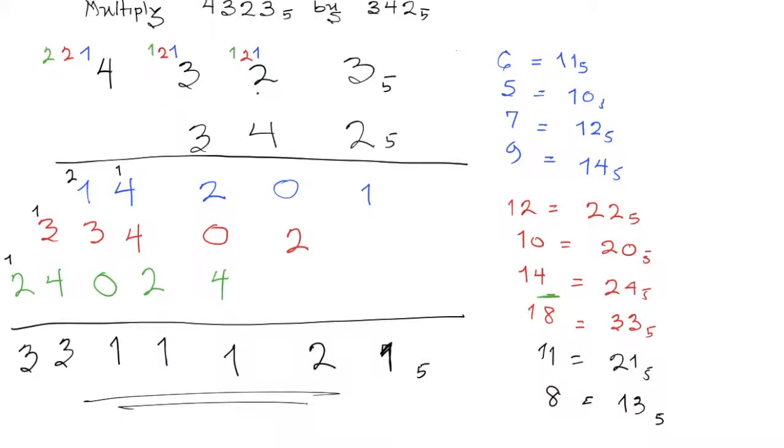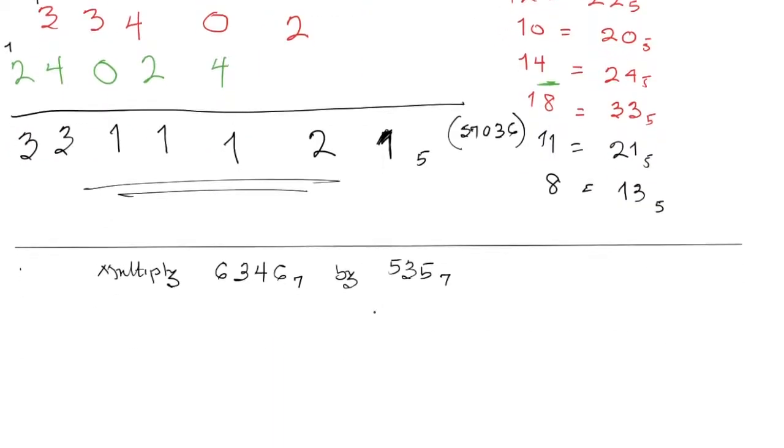So 4, 3, 2, 3 base 5 multiplied by 3, 4, 2 in base 5 is equal to 3, 3, 1, 1, 1, 2, 1 in base 5. Now, just for your confirmation, if you convert this to base 10, you find out this is 588. You find out this is 97. And this in base 10 is 57,036. Yep. So you can do that confirmation just to be sure that you've understood how to do that.